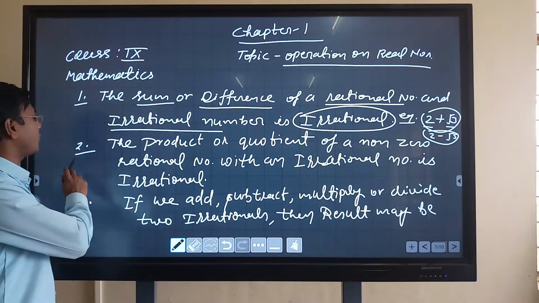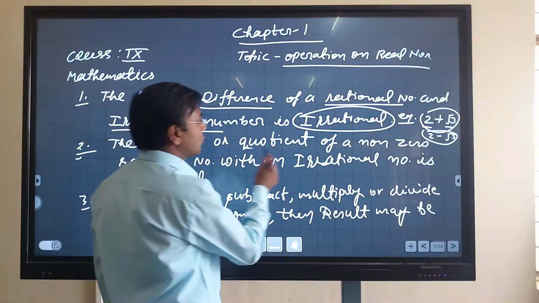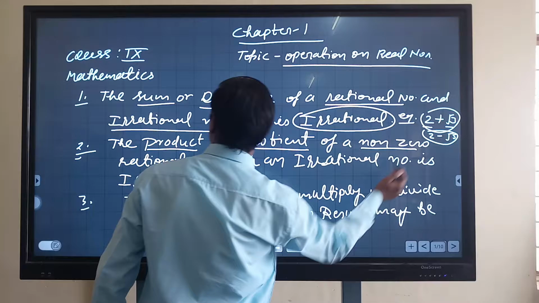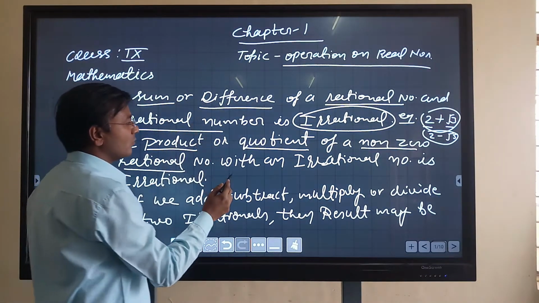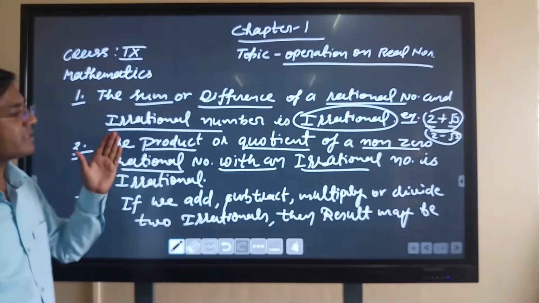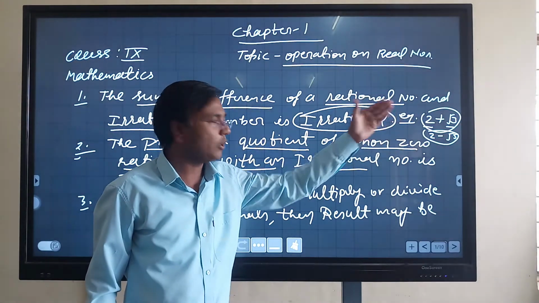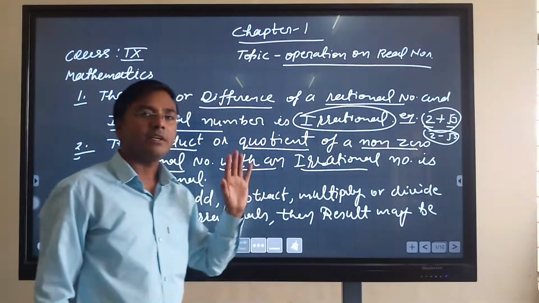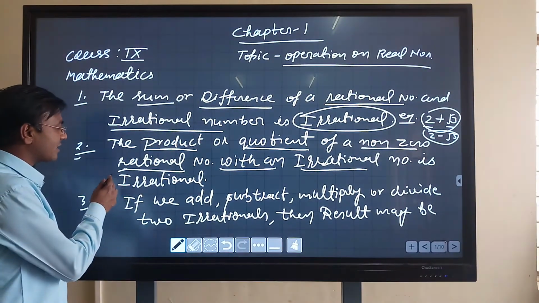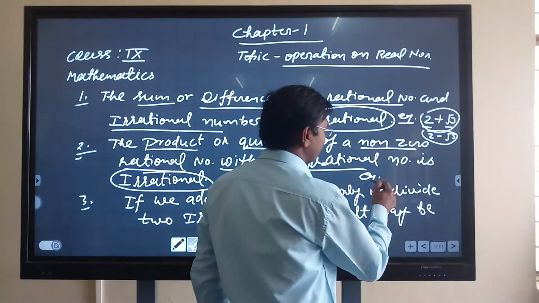Okay, now the second property: the product, that is the multiplication, or quotient, which means two numbers are divided, of a non-zero rational number with an irrational number. That is, one is rational, the second is irrational. So in short, plus and minus we have seen. Now we are going to talk about multiplying and dividing a rational number and an irrational number. So this time the result is again what? Irrational.